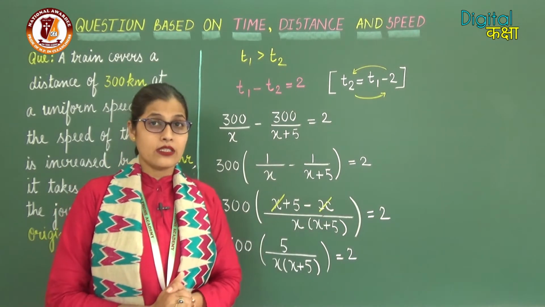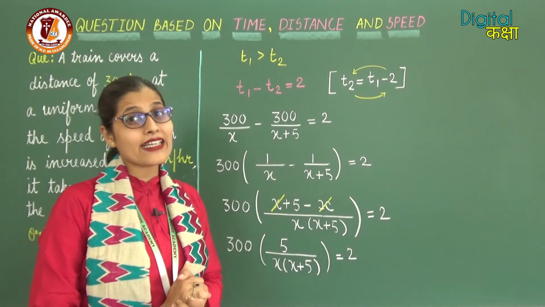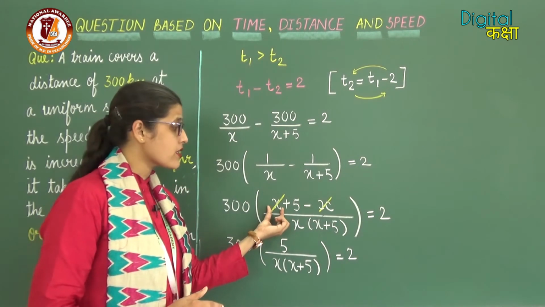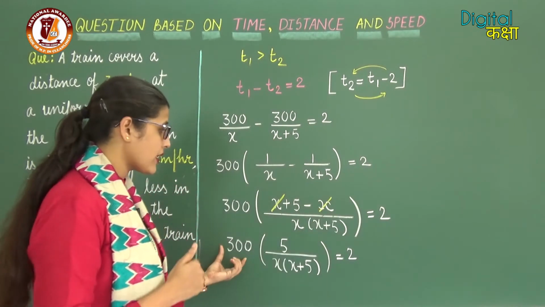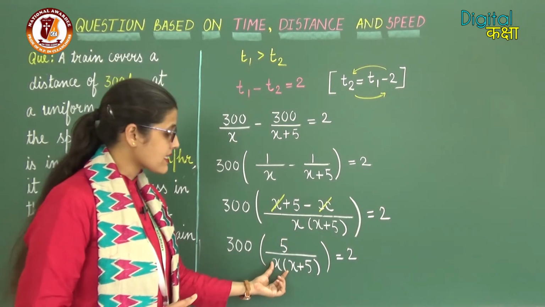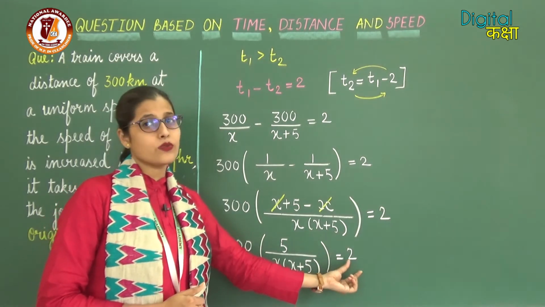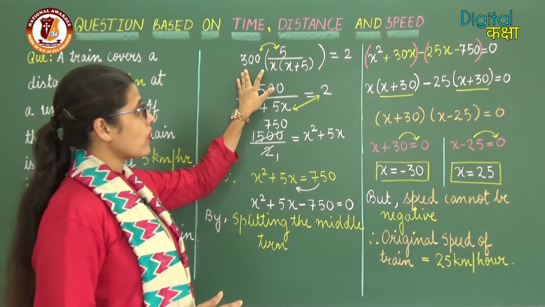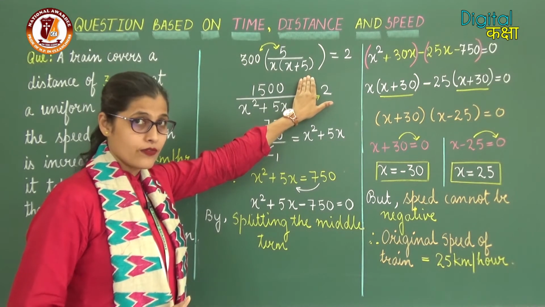As we know very well, the like terms with the opposite sign get cancelled. So, we will be cancelling positive x and negative x. We will be left with 300 into 5 upon x multiplied by x plus 5 equals 2. As we have seen, in the denominator we have x into x plus 5.